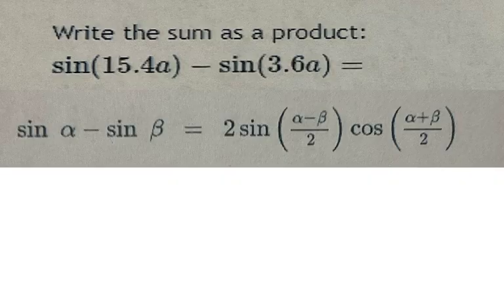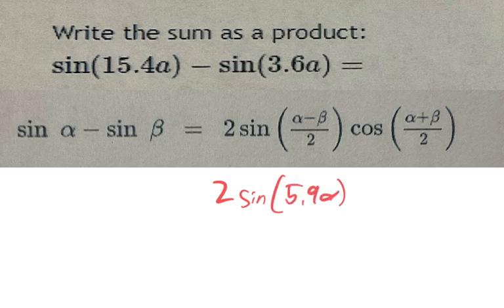All right. I'm going to go ahead and start working this one. This would be 2 sine of (15.4 minus 3.6), that would be 11.8a over 2, which would be 5.9a. I guess that's an alpha. No, that's just an A. That's not an alpha. Weird. Why would they do that? I don't know.